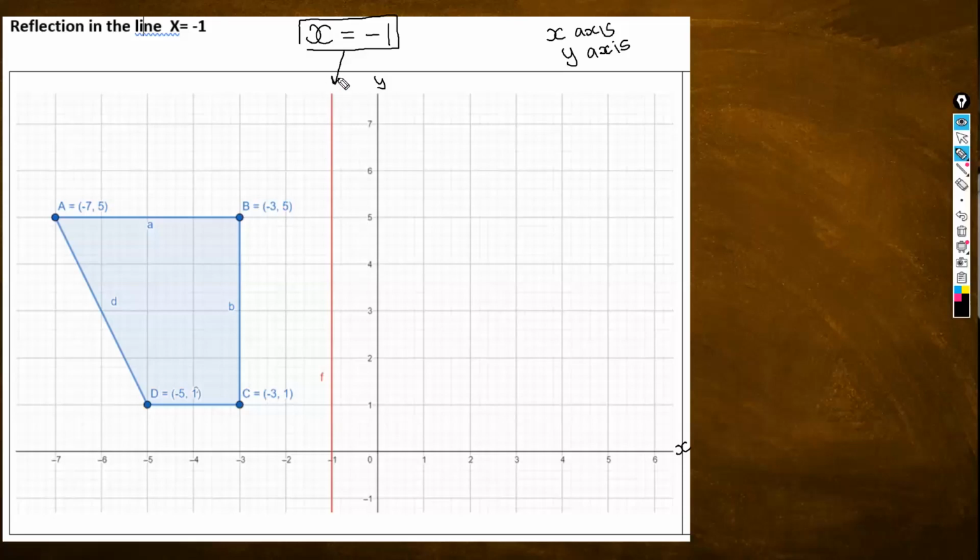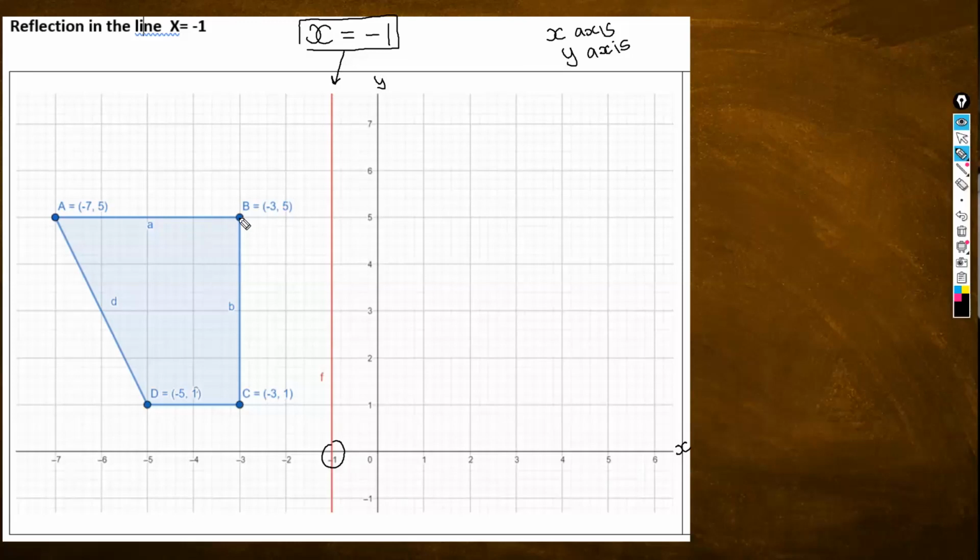So if they ask you to draw, but I already drew in the line for you, a lot of the time the examiner will not draw in the red line for you. So if they ask you to reflect something in the line x equal to -1, it's your job to draw a vertical line going through -1 on the x-axis. That is your job. And you are going to focus on that red line. The red line is the mirror. Not this line and not this line. So how does a mirror work? We're going to use the common sense method for this one.